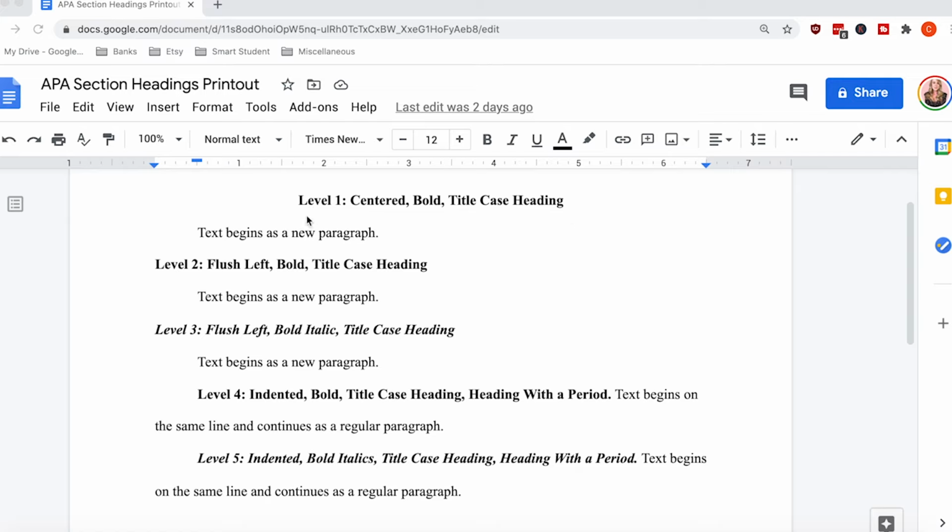First and foremost, level 1 headings are your main headings. They will always be typed in the center of your paper in boldface using title case like you see it here. If you're not familiar, title case is simply beginning all major words with a capital letter. Minor words such as prepositions, which are words like and, you wouldn't capitalize.